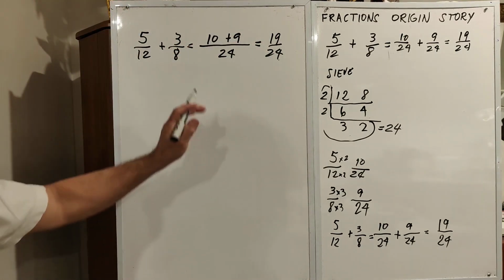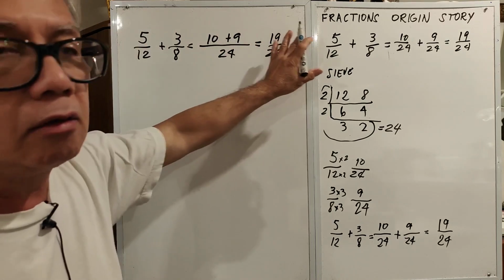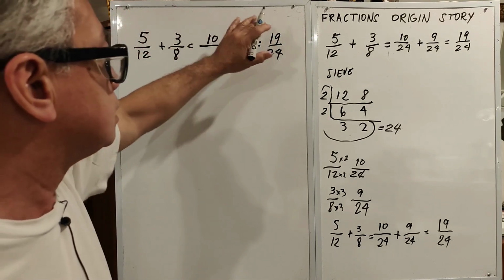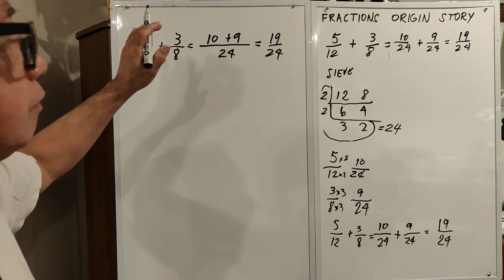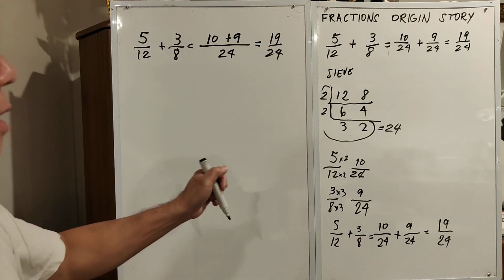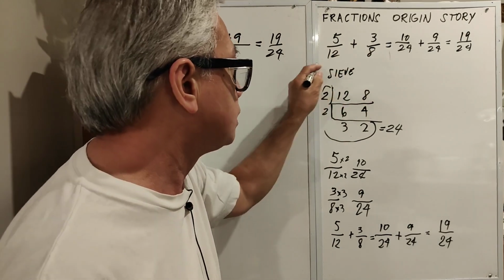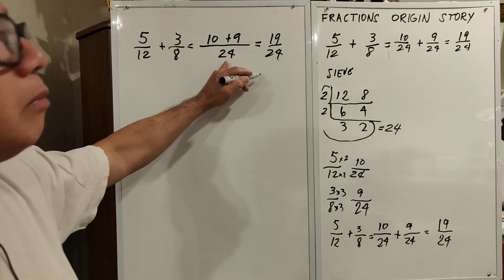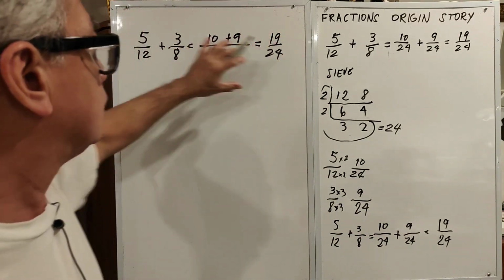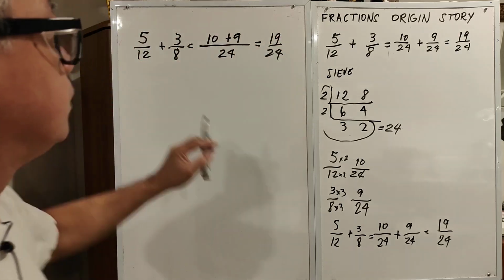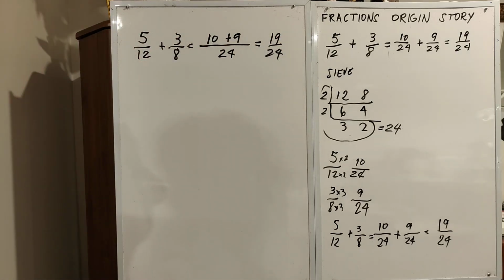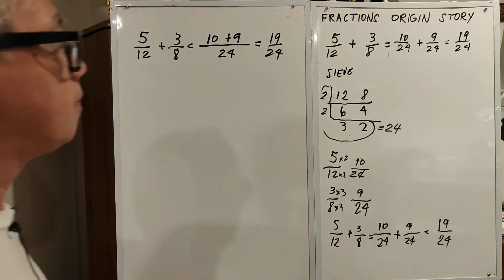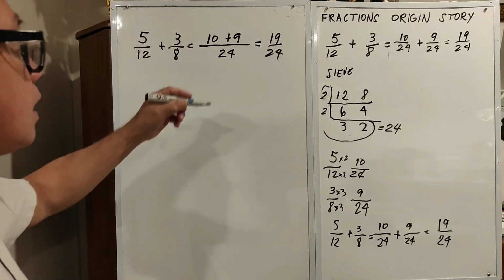So this is the shortcut of adding fractions with different denominators. You still have to do the sieve to get the common denominator, but once you get the common denominator, you use this shortcut computation to get the answer. In subtraction, it is the same.